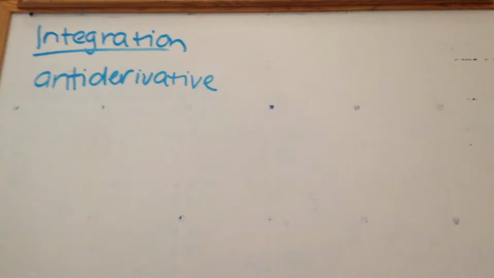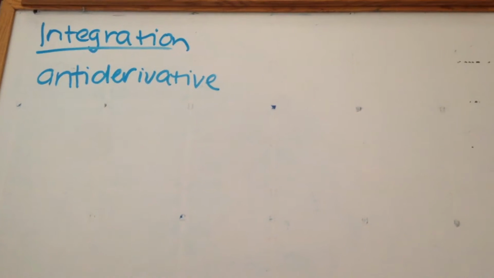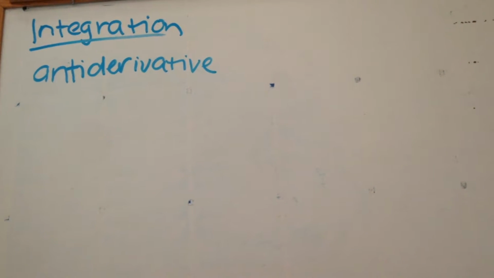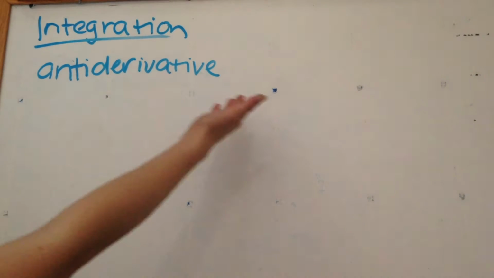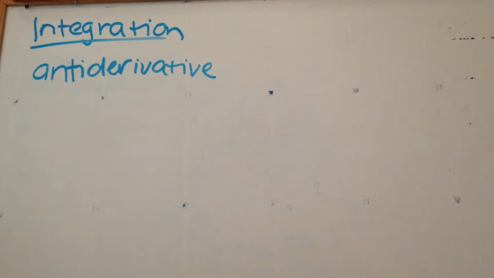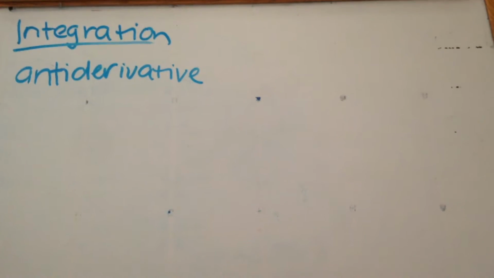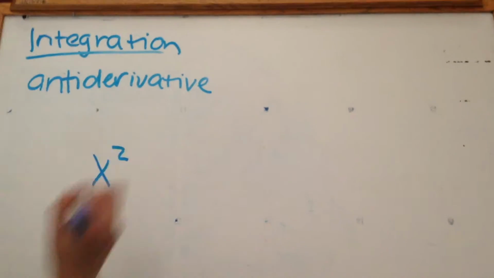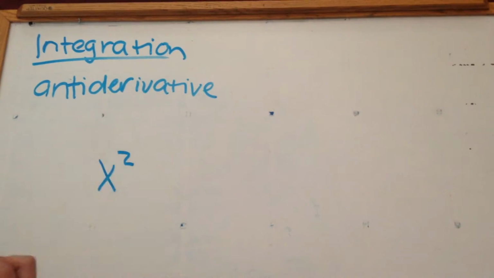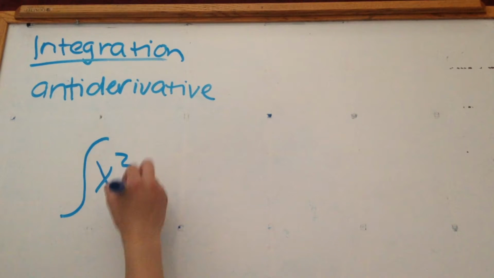Next, we're going to talk about integration, which is basically the opposite of deriving, which is why sometimes the product of an integration, or of an integral, is called the antiderivative. So basically, if you want to find the antiderivative of something, let's say x squared, how you would write that is you do this little symbol, the integral of x squared dx.